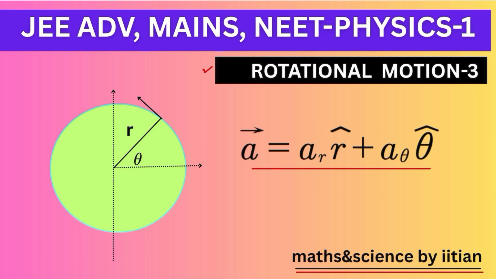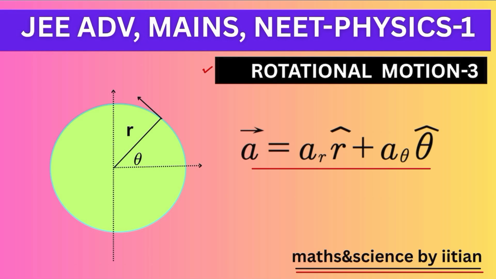Translation means variance in the position. Rotation means variance in the angle, and I have discussed both at length, and for clarity you can check my last video. In the last video I was supposed to derive the velocity equation, which I could not do because of the length of the video.